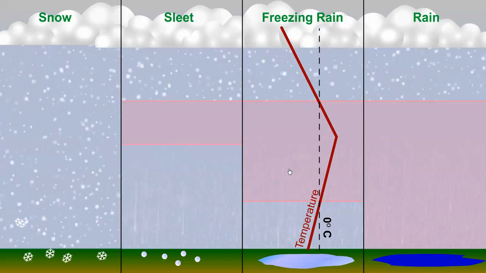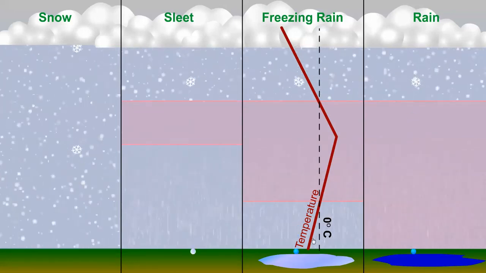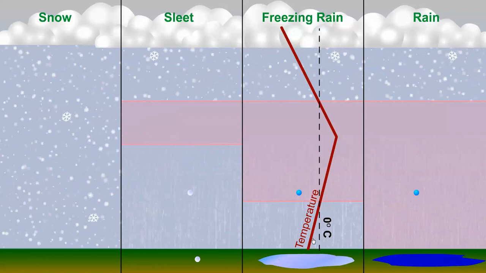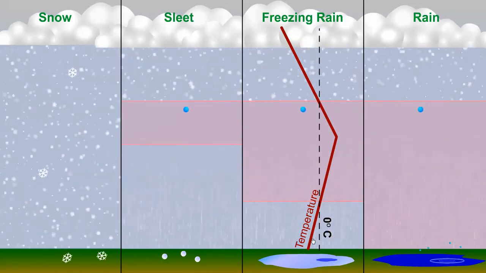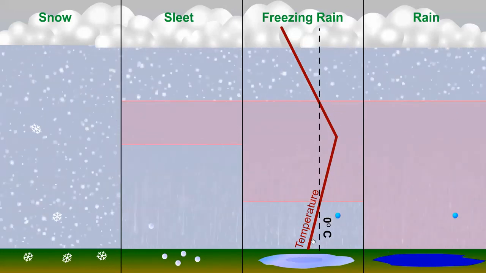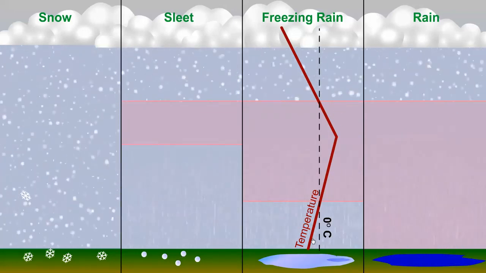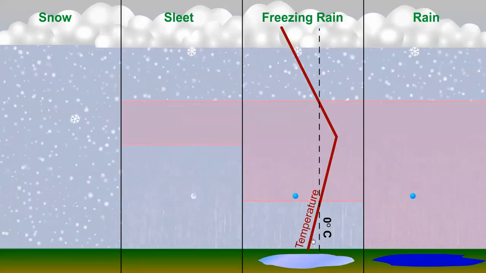Now, when the layer of cold air near the ground with a temperature less than 0 degrees Celsius isn't thick enough to refreeze the raindrops, freezing rain is the result. When freezing rain is observed, liquid raindrops don't have time to freeze in the layer of cold air near the ground, so they become supercooled, which means that they're liquid that exists at temperatures less than the melting point.